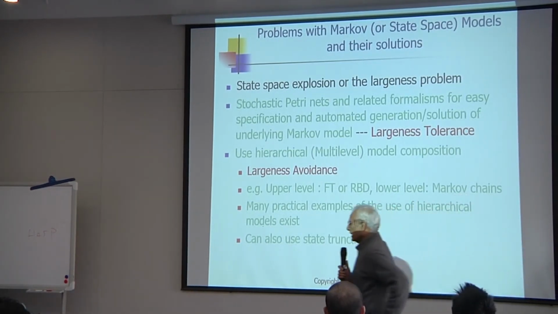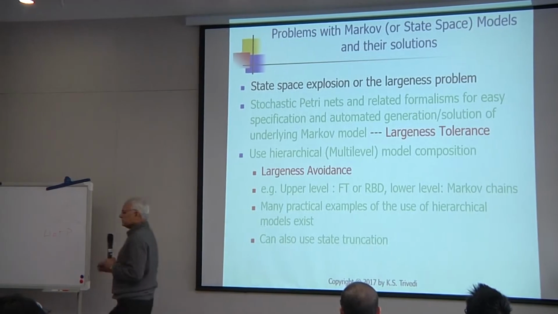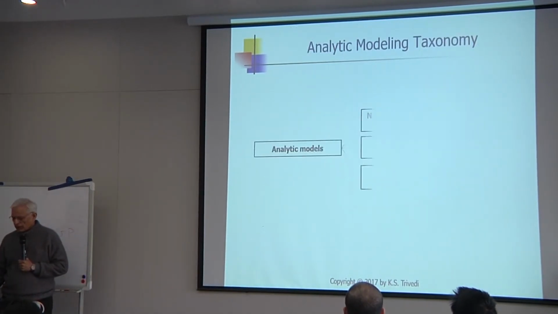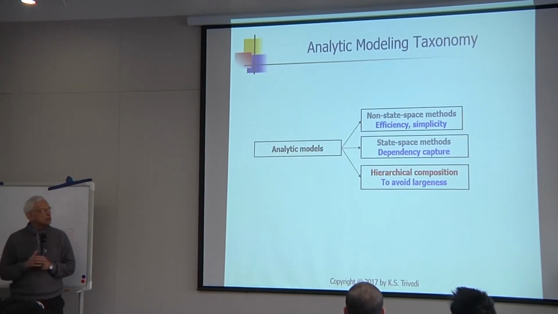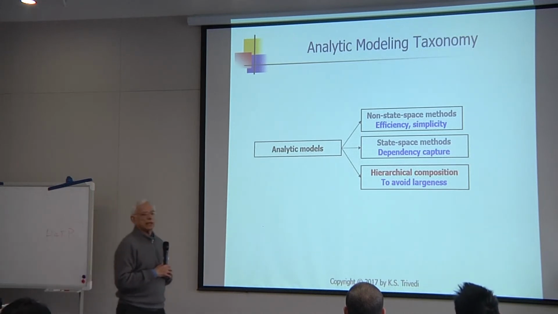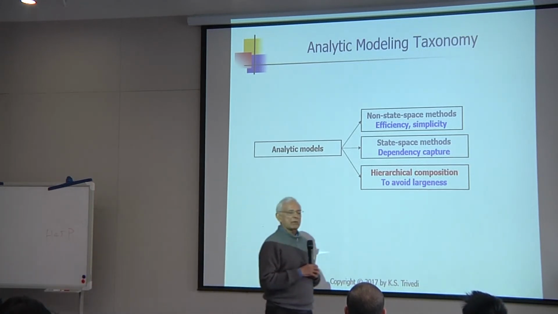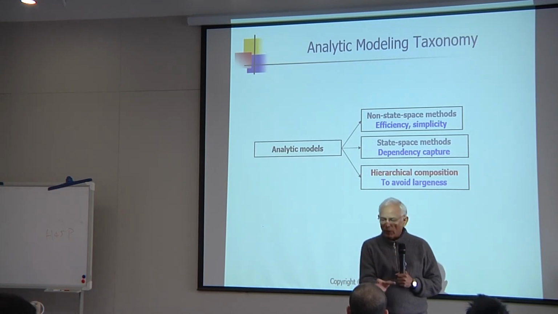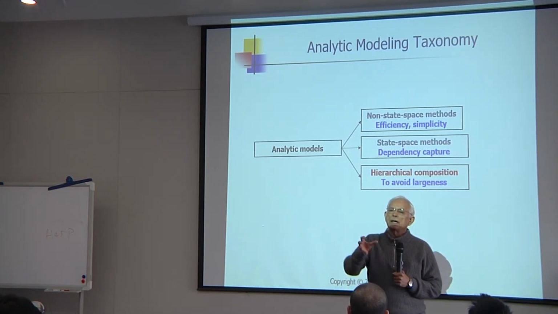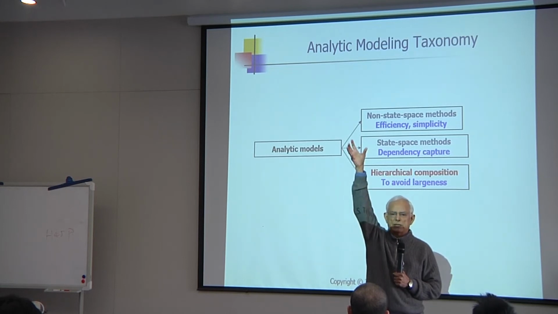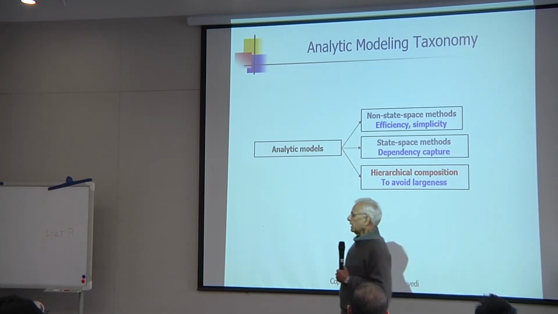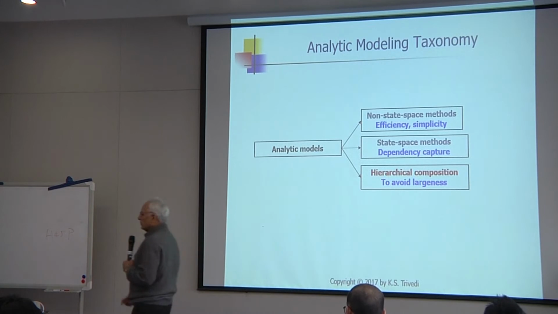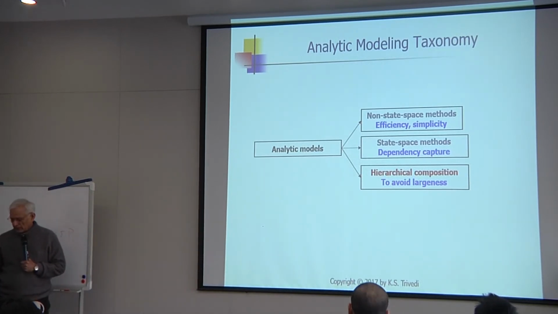So in our particular case, what we did is the following. We are now moving into hierarchical composition to avoid largeness. So we will not ever have a single monolithic model. We will have submodels. The submodels will be solved and propagate the answer up the chain until you have the final answer. Now, I will bring another example from IBM for illustrating this method.